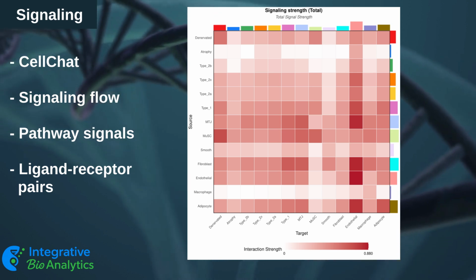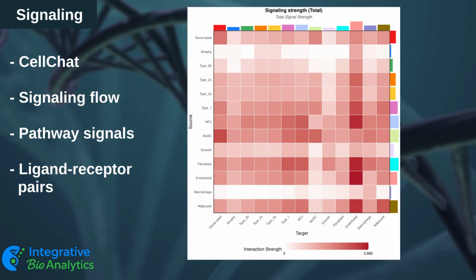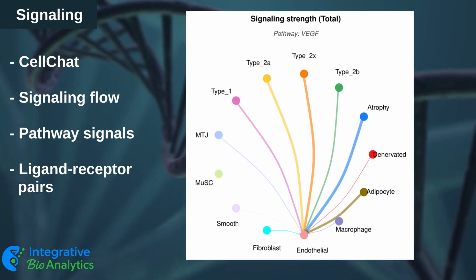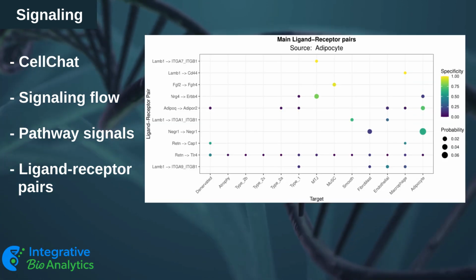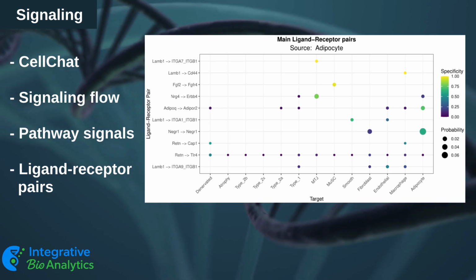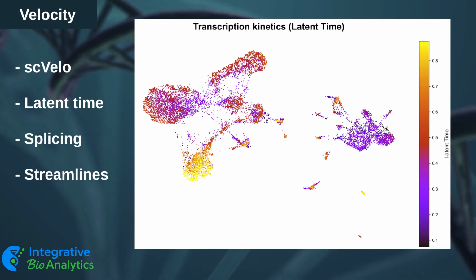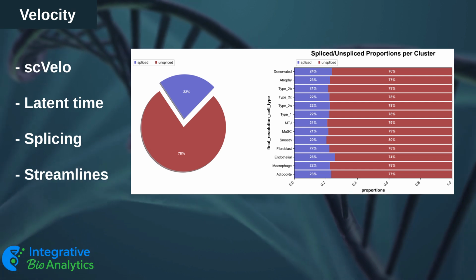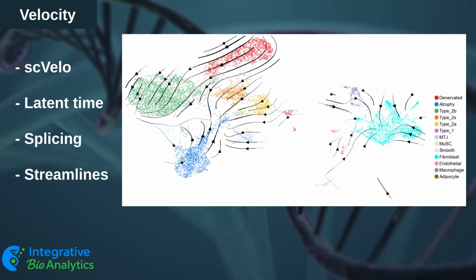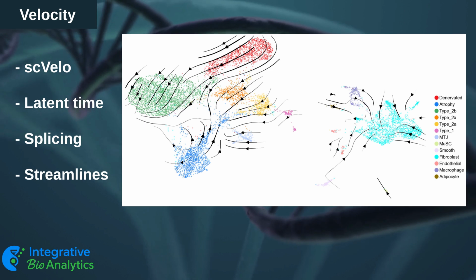Then, we look at cell signaling. The expression levels of ligands and receptors are used to calculate communication flow and identify specific pathways and signaling proteins. For RNA velocity, we obtain useful parameters such as latent time, rate of change, or the typical streamlines.